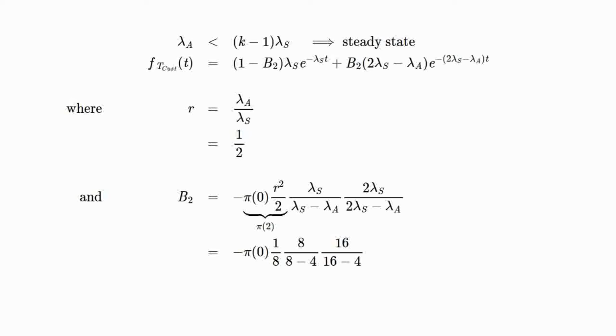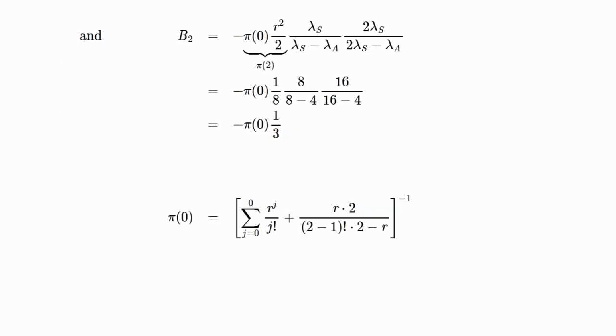So we're left with minus pi 0, 1/8, and then we substitute in lambda s is 8 and lambda a is 4, and we get 8 over 8 minus 4, and then times 16 over 16 minus 4. Once we simplify all that out, we get b2 is minus pi 0 times 1/3. And at this point, we need to find pi 0. However, pi 0 also has a simple form.